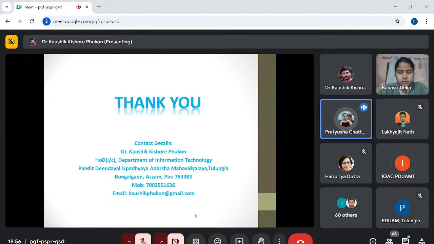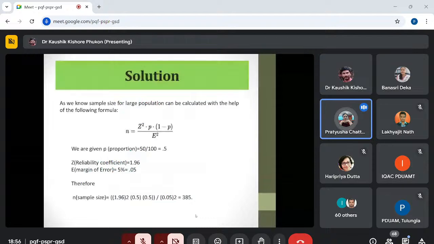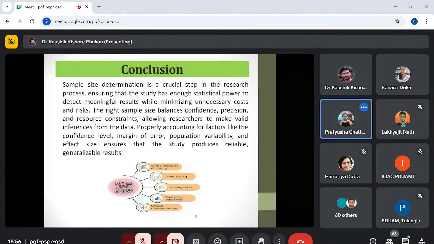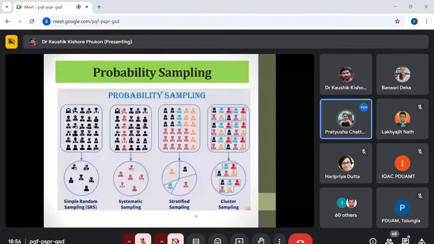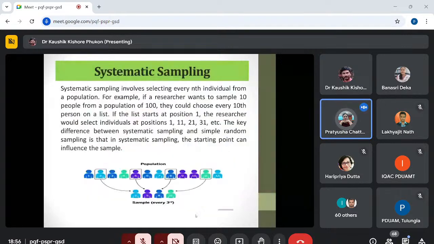Ma'am, actually, I have a question. Yes, please ask. I just wanted to know, sir, what is the main difference between convenience sampling and judgment sampling? Because it sounds almost the same. Judgment sampling is almost an extension of convenience sampling. But then what is the major difference between the two, sir? If you can explain that.